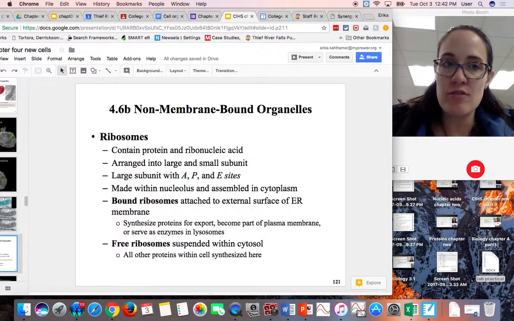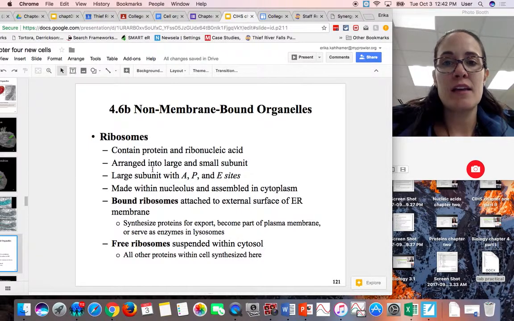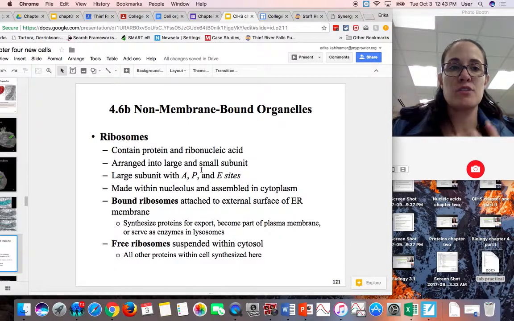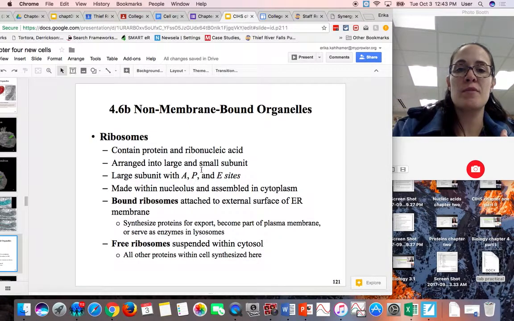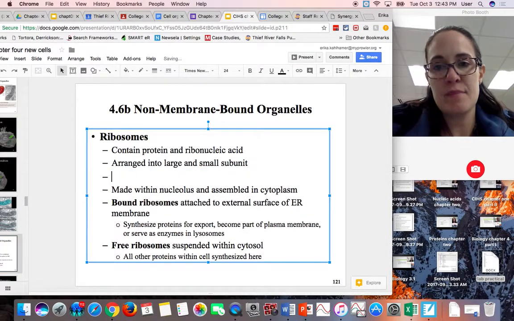Ribosomes. So I mentioned those when we talked about the rough ER. They're attached to rough ER sometimes, or they can be free. They contain protein and a specific type of acid called ribonucleic acid. To make a ribosome, it's arranged with a small and a large subunit put together. You don't need to know the details of this. I'm just going to delete it.